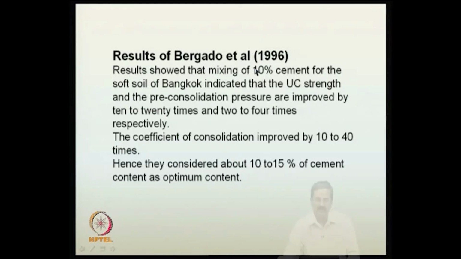So, I would like to give some information on laboratory test results. It is from Bergado et al. in a paper. They did a lot of work, actually in the whole of Bangkok and Malaysia, where you have a lot of soft soils. If somebody goes there, it is mind boggling, in the sense that there is so much work on ground improvement there. All the airports, all the projects have a lot of ground improvement techniques.